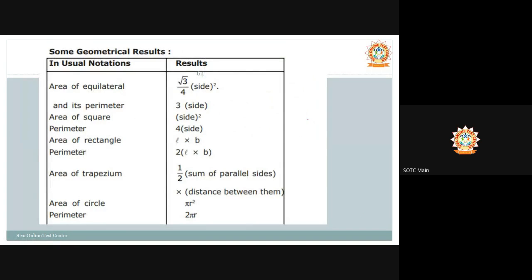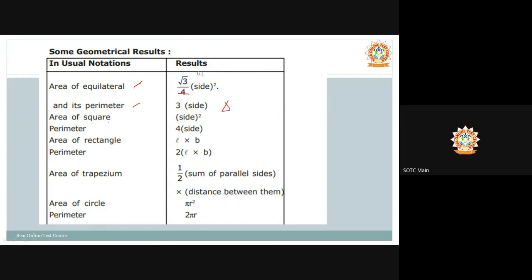Now you can see some geometrical results. Area of an equilateral triangle is root 3 by 4 into side square. Perimeter is 3 into side. For a triangle we always know the perimeter; equilateral means all sides and all angles are equal, so that's why they give 3 into side, right?